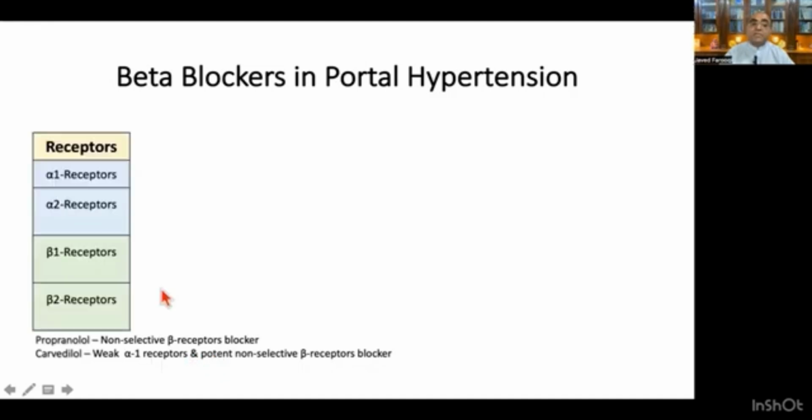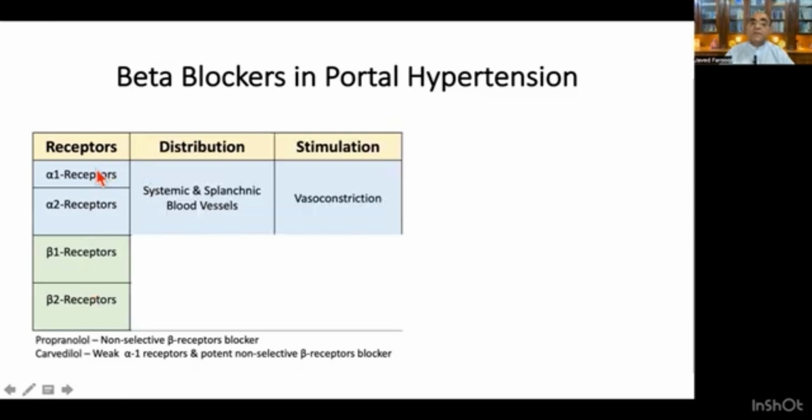Let's further see these in detail. The receptors are alpha receptors and beta receptors. Alpha 1 and alpha 2, and beta receptors are beta 1, beta 2. The alpha 1 and alpha 2 receptors are distributed in the systemic and splanchnic blood vessels, and when they are stimulated, they lead to vasoconstriction.